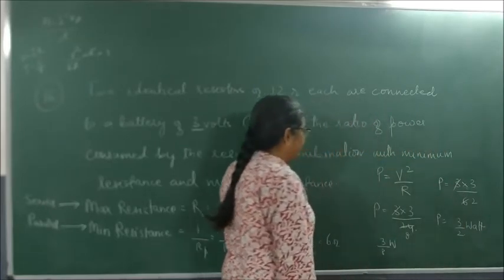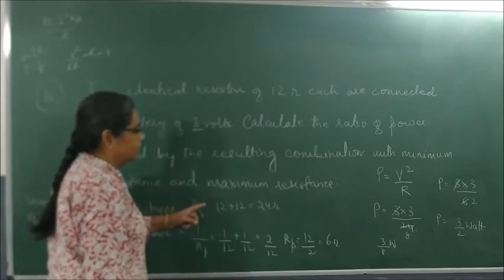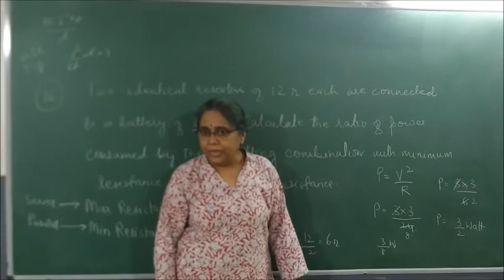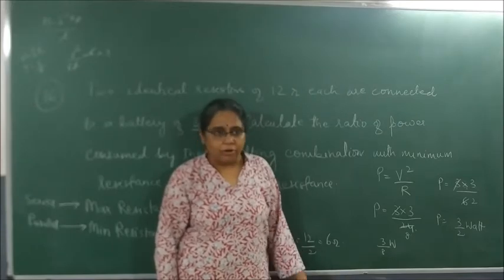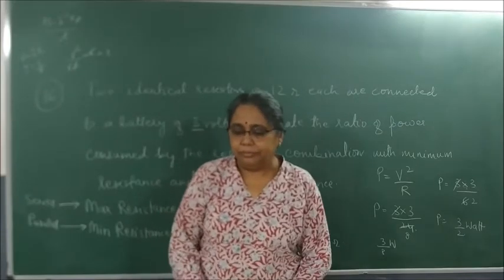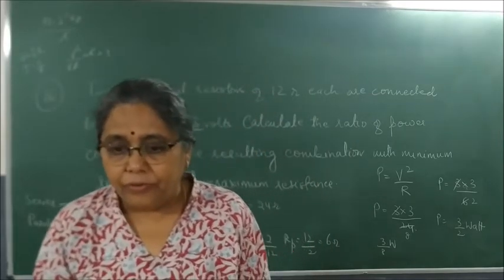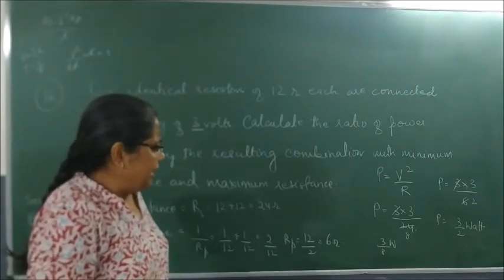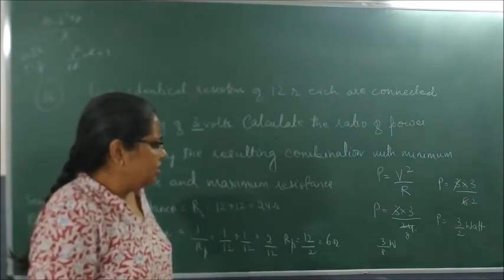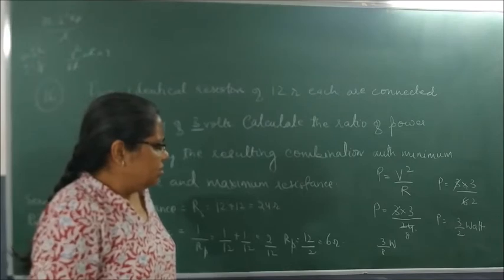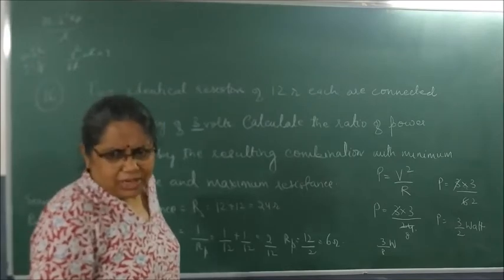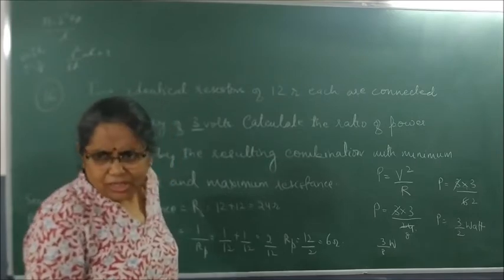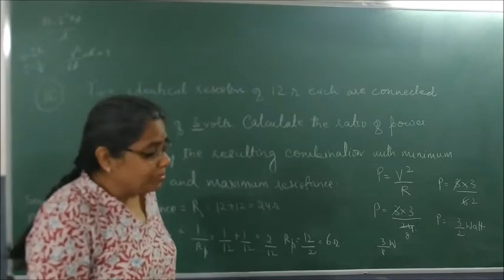What is the ratio of minimum resistance to maximum resistance? 3 by 8 is to 3 by 2. Divide them, or write it like that. Fine, understood this? Okay. 3 by 8 is how much? 0.3 something. Okay, 3 by 2 is 1.5.